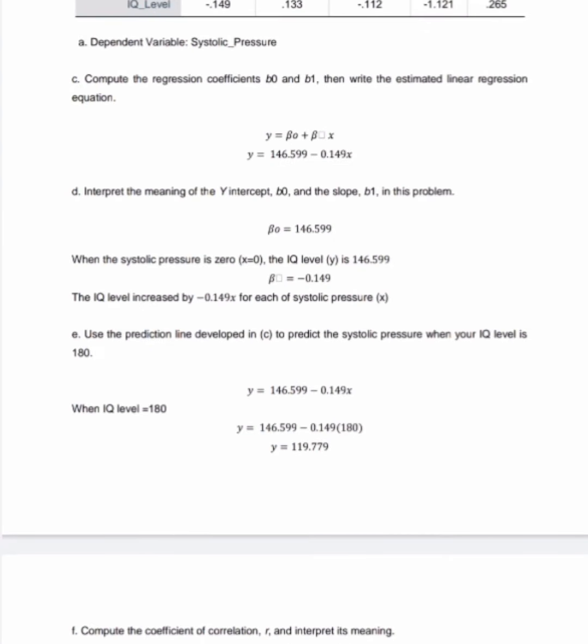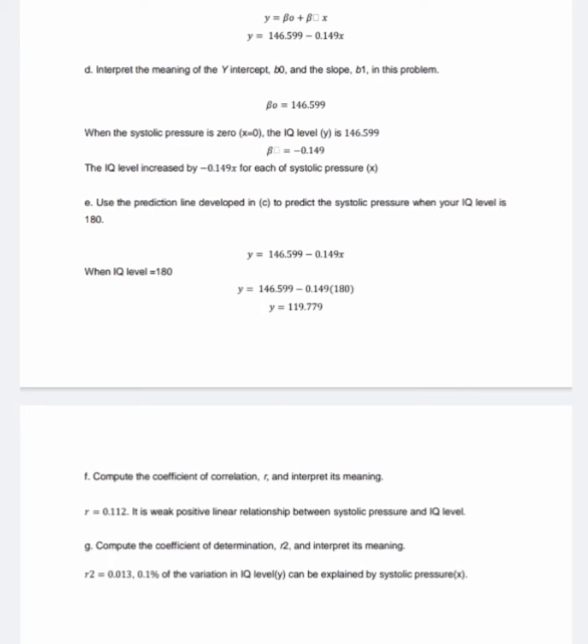For question C, compute the regression coefficients beta naught and beta 1. Then write the estimated linear regression equation. Y equals beta naught plus beta 1 x. So y equals 146.599 minus 0.149x. Question D, interpret the meaning of the y-intercept beta naught and the slope beta 1 in this problem.